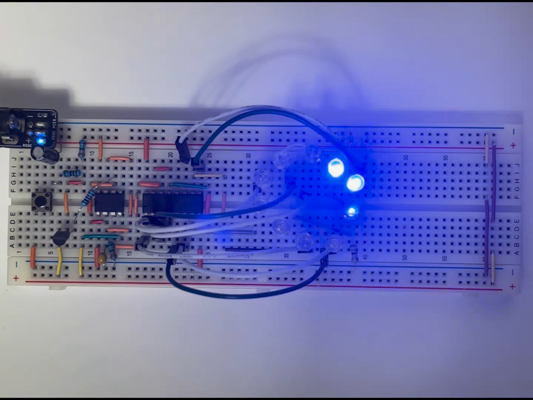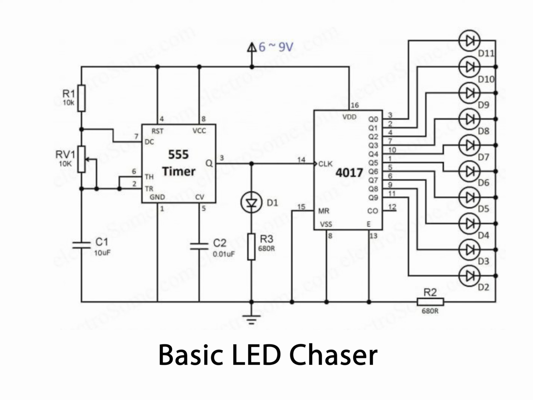I began with a simpler version. Just 10 LEDs driven by a 555 timer in astable mode and a CD4017 decade counter. The 555 timer generates clock pulses at a frequency determined by the equation F equals 1.44 over (R1 plus 2R2) times C1, where R1, R2, and C1 set how fast the LEDs chase around the circle. The CD4017 then steps through its outputs one at a time with each pulse, lining up the LEDs in sequence.